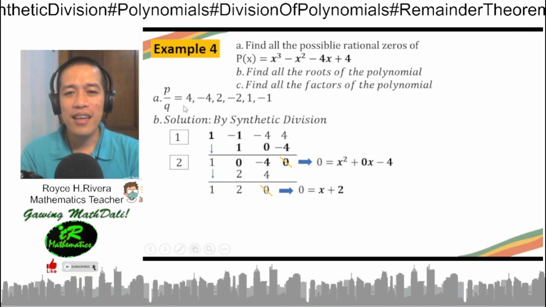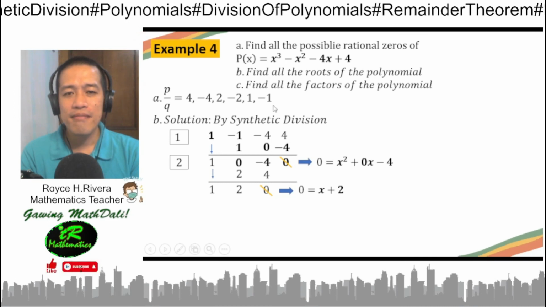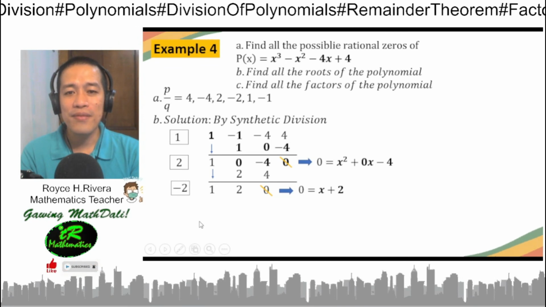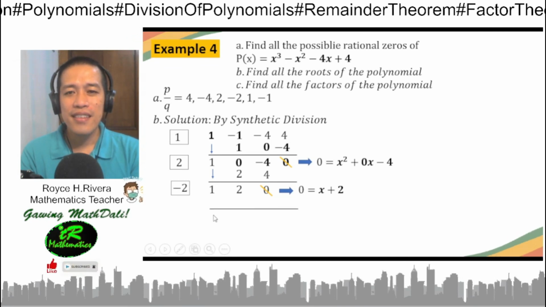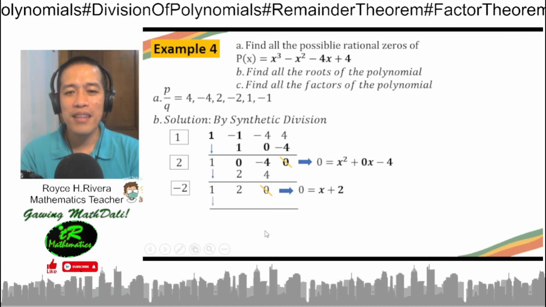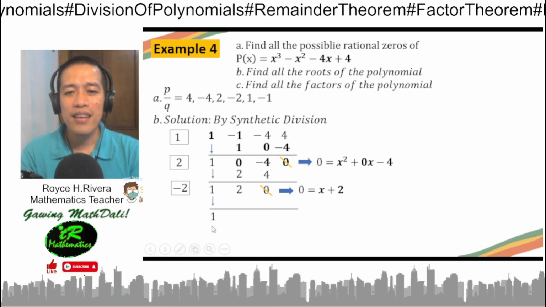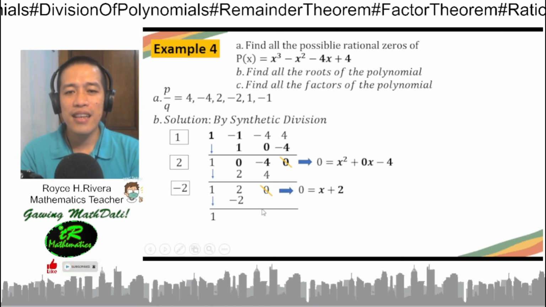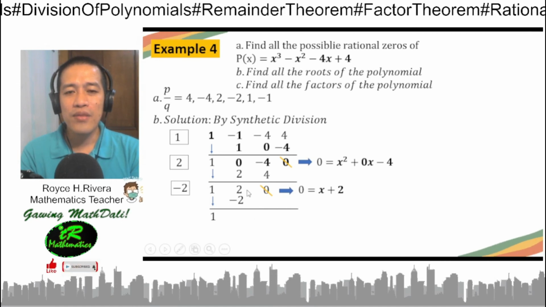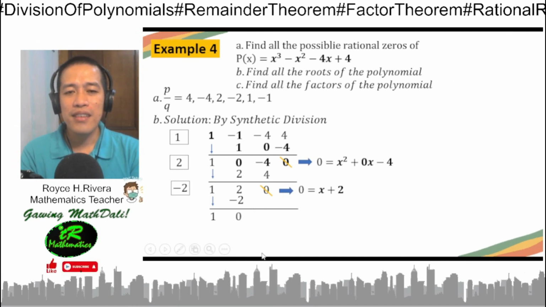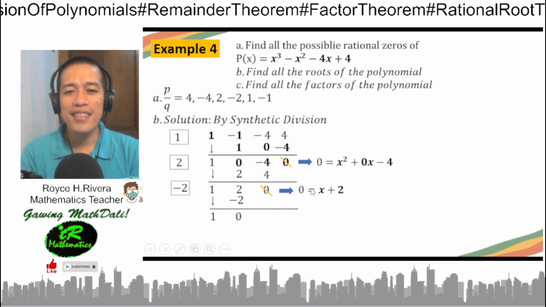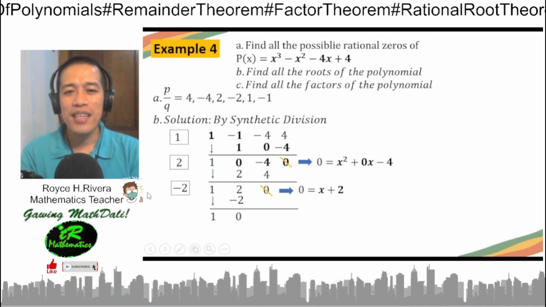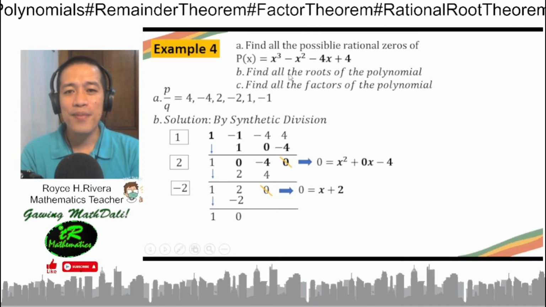I will choose again from letter A. I choose the third one, and I will try negative 2. I will now proceed. I will bring down the first coefficient 1, then multiply it by the divisor. 1 times negative 2 is negative 2. We add 2 and negative 2, and we obtain 0 as remainder. So, negative 2 is a root of the given polynomial.